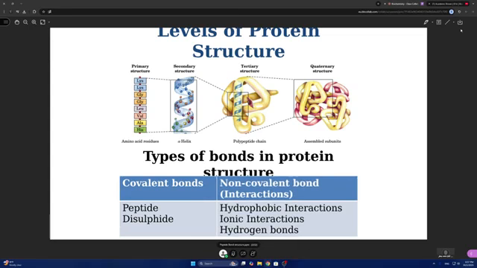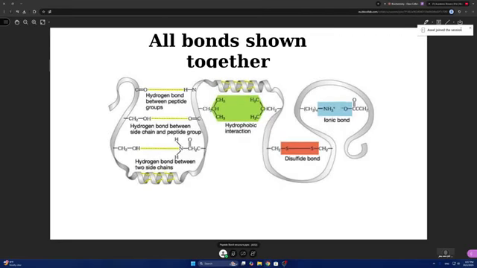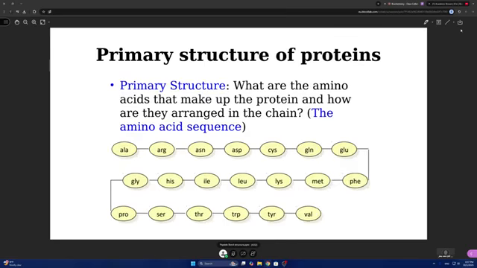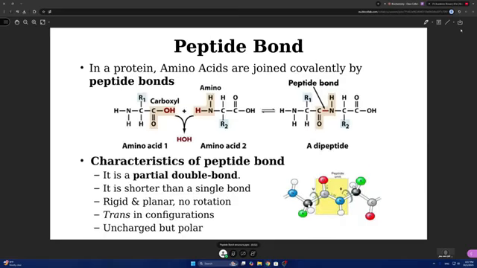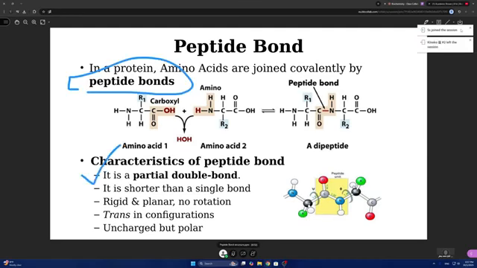Now coming to the second lecture, in which we discuss the protein structure and different kinds of function of the protein. Let's go through once what the different kinds of bond present in the protein are. And the peptide bond: what are the characteristics of the peptide bond, and what is the characteristic.